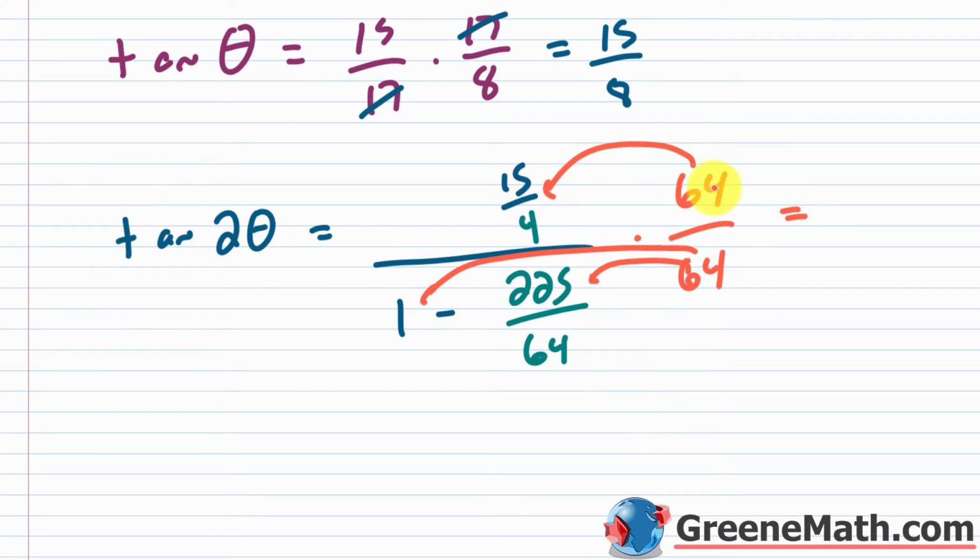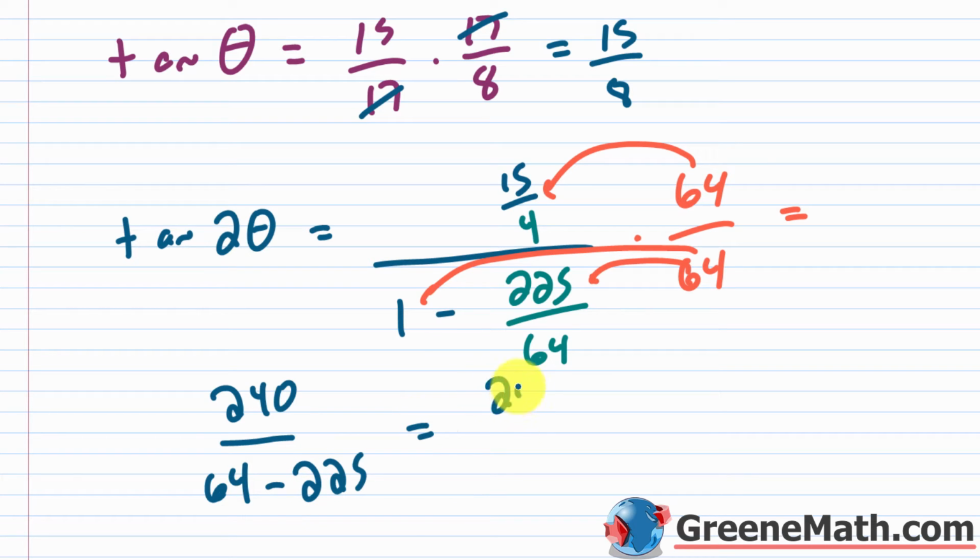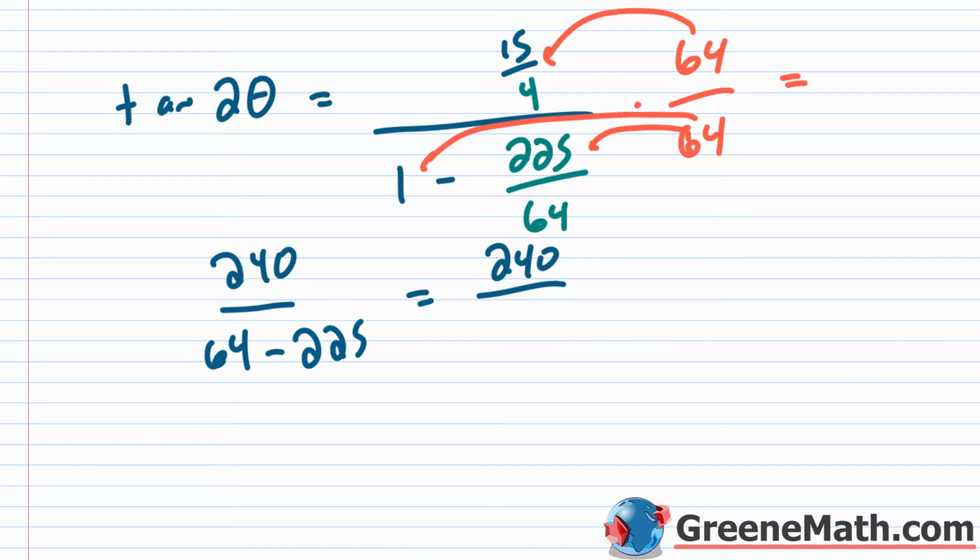So this would be equal to 64 divided by 4 is 16. 16 times 15, that's going to be 240. And this is over, you would have 64, and then minus the 64s would cancel there. You're 225. So this would be equal to 240 over 64 minus 225. It's going to be negative 161. So that would be your answer. You're not going to be able to simplify that any further. So the tangent of 2 theta is negative 240 over 161.